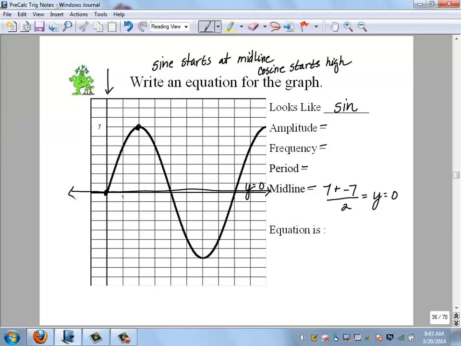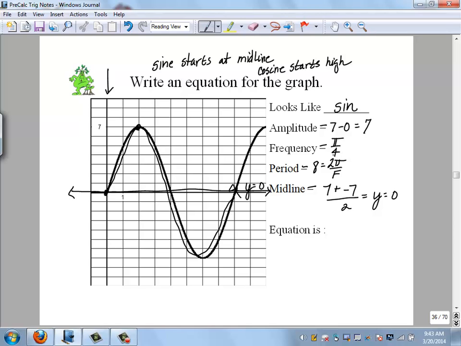Then I'm going to do my amplitude, which is high minus my midline, or 7. My frequency I can't tell from my graph, but my period I can. So I'm looking at it and say, okay, how long did it take me to see this? And right there it ends. So I count 1, 2, 3, 4, 5, 6, 7, 8. So my period is 8, which equals 2 pi over my frequency. Flip their places, 2 pi over 8, or my frequency is pi over 4.